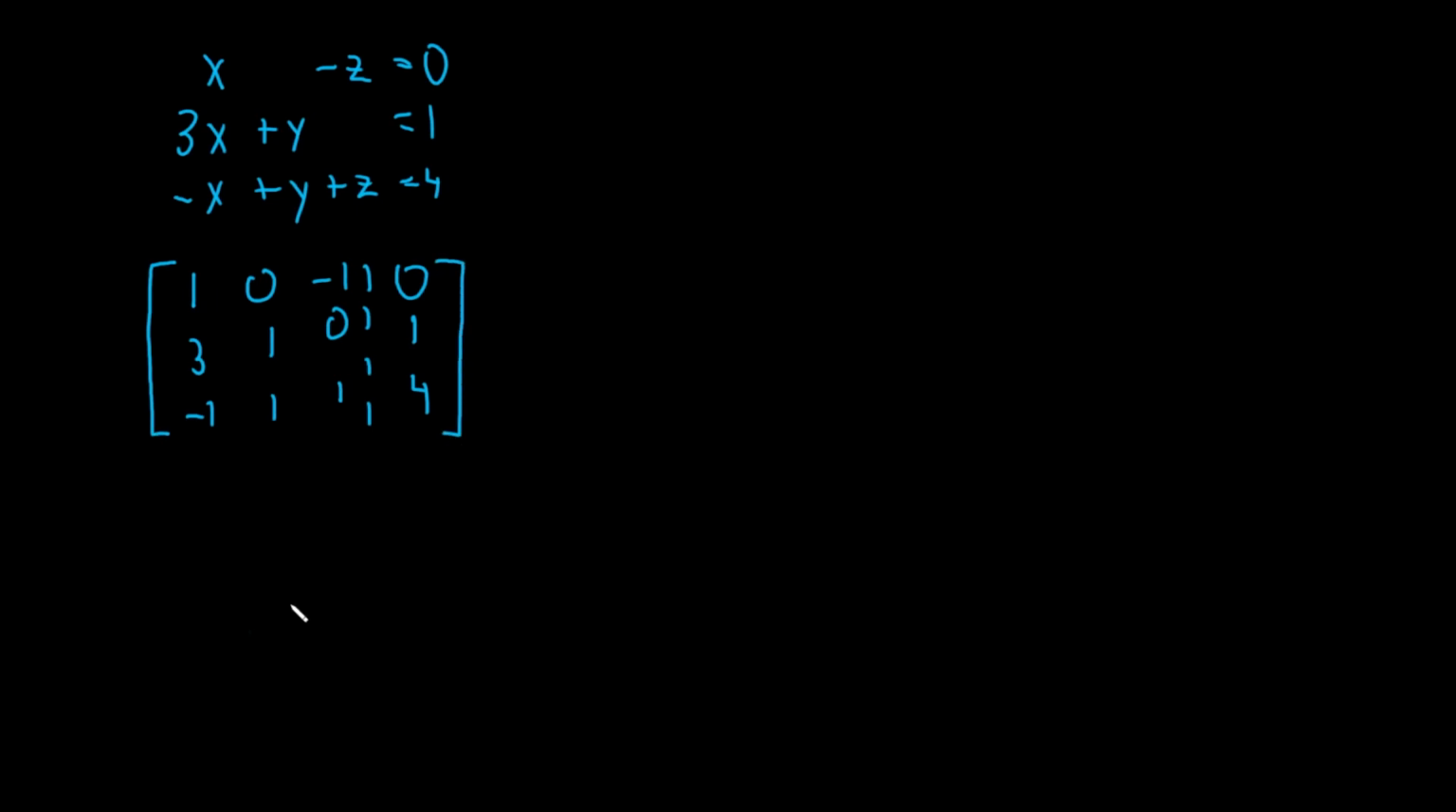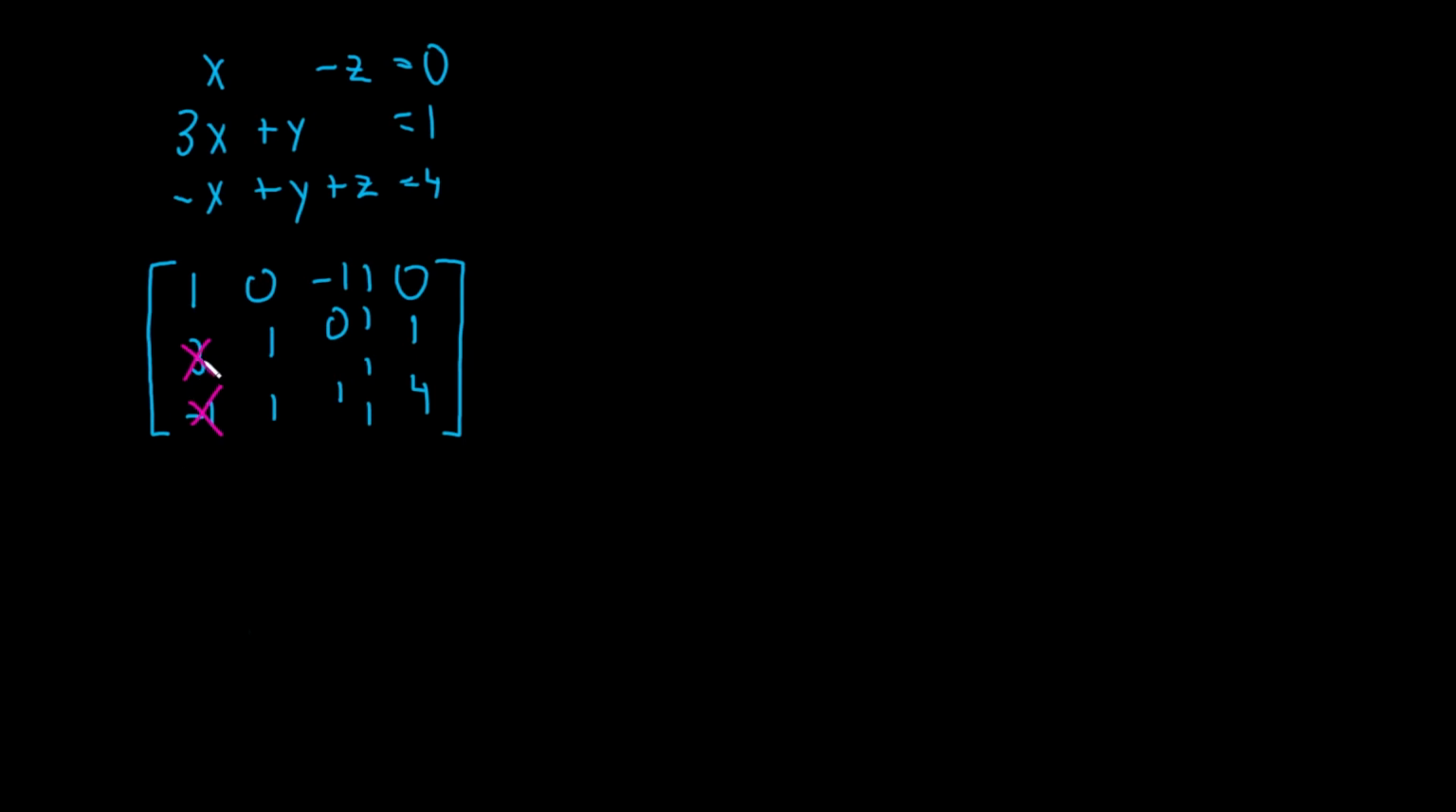Okay, so just like in our previous example, the first step is creating our first leading one, which is already done for us. But now, instead of moving on to creating our second leading one, we'll first go ahead and eliminate any non-zero terms in this leading one's column. So we need to eliminate this term, and we need to eliminate this term. So let's do that.